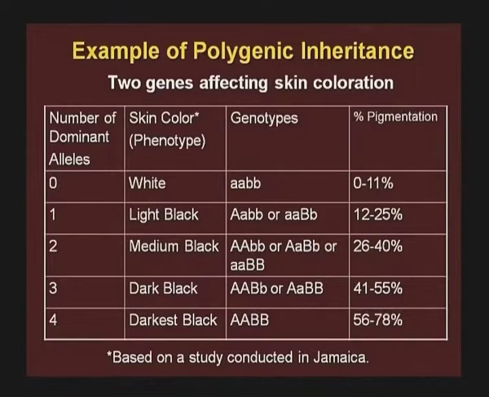And this 0 to 4 degree of variation in genotype is shown as all small a and small b, and a combination of capital A and small b in the case of light black, medium black, dark black and darkest black. The pigmentation responsible for the skin coloration varies from 0 to 11, from 12 to 25, from 26 to 40, from 41 to 55, and 56 to 78% in the case of the darkest black. That is the pigmentation governed and controlled by multiple alleles, or the quantitative inheritance of skin color.